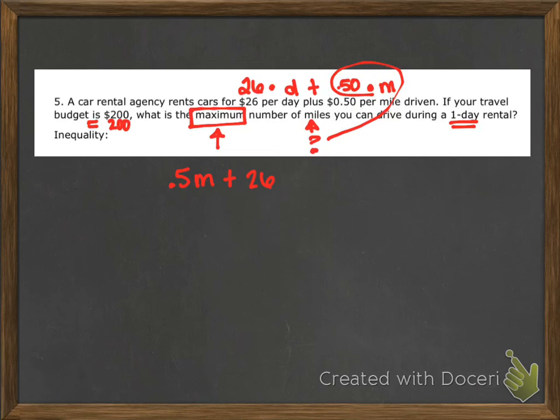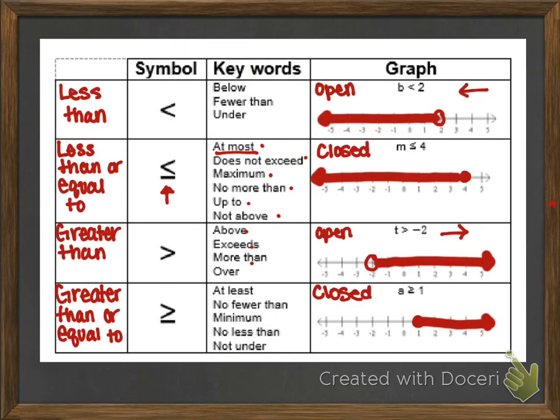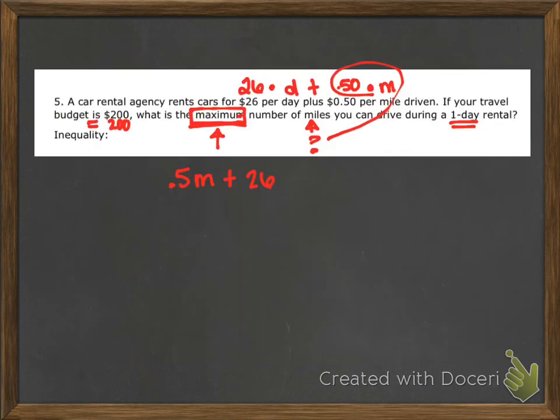Now, we're not doing an equation. We're doing an inequality. So instead of equals, we're going to be using this word maximum. And if we look at our first page, maximum is right here, which gives us our less than or equal to inequality. So it should be less than or equal to 200. So push pause and solve this and press play when you have finished.